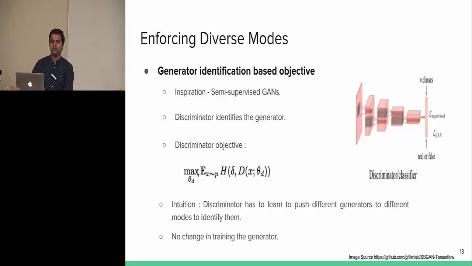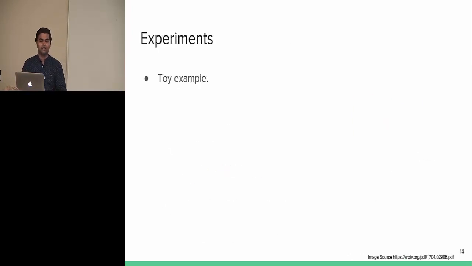So the intuition behind this idea is that if the discriminator has to learn to distinguish between different generators, then it will push the generators to generate different looking samples, so that it becomes easy for the discriminator to discriminate. So this change in the discriminator will force the generators to generate different looking samples. And in this objective, there is no change in how the generators are trained. Now we will look at the experiments that they have done to show their results.